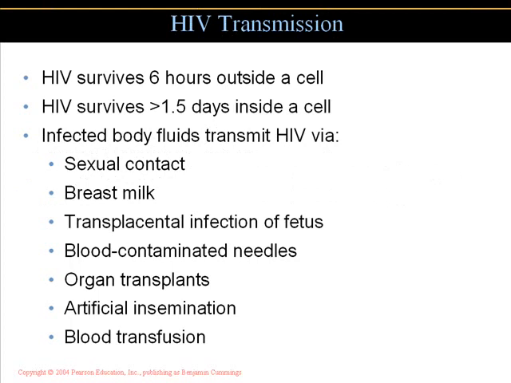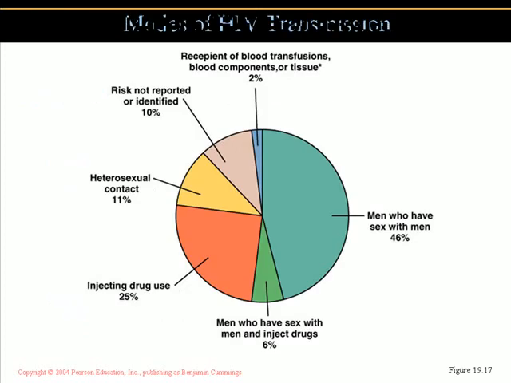HIV transmission. HIV survives about 6 hours outside the cell. It also survives for greater than 1.5 days inside the cell. Infected bodily fluids transmit HIV via sexual contact, breast milk, transplacental infections of the fetus, blood-contaminated needles, organ transplantations, artificial insemination. Again, this is transmission of bodily fluids, and then also blood transfusions.